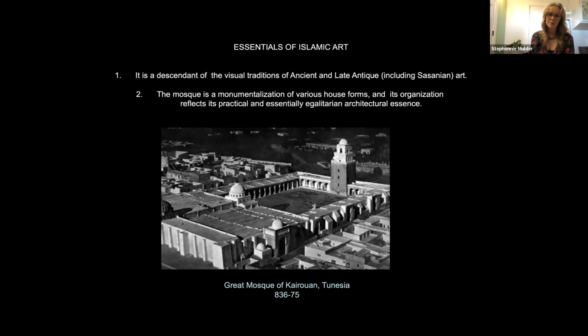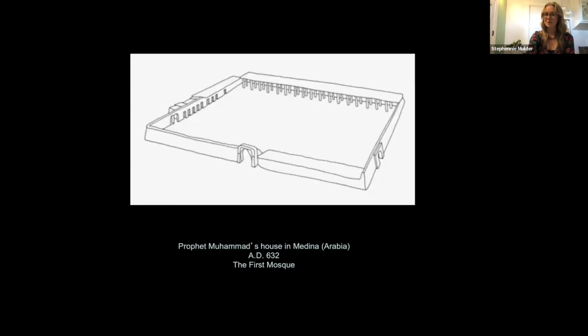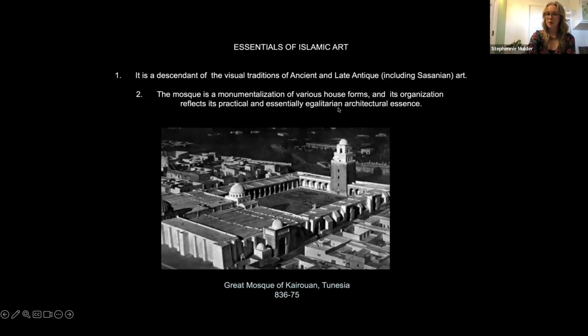So the second of my premises is the idea that the mosque itself has its origins in various types of domestic architecture. In other words, in the home of the Prophet Muhammad, who was probably, we don't know for sure what this house looks like, of course, because by now it's been built over so many times in Medina to become the holy mosque of the Prophet there. But the early textual descriptions describe it as a simple courtyard with a covered area. And in fact, that's precisely what many mosques look like up into the present.